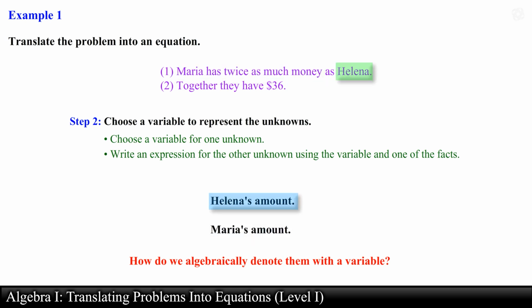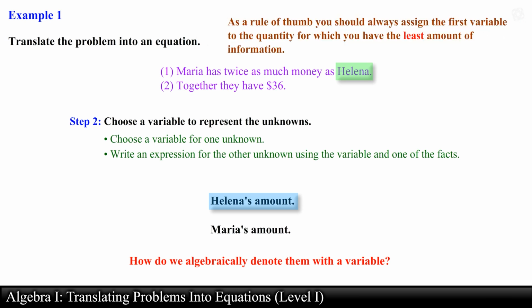This is not the case for the amount of money that Elena has. As a rule of thumb, you should always assign the first variable to the quantity for which you have the least amount of information. In this case, we really don't know much about Elena's amount, so let's go ahead and assign this quantity with the letter h.